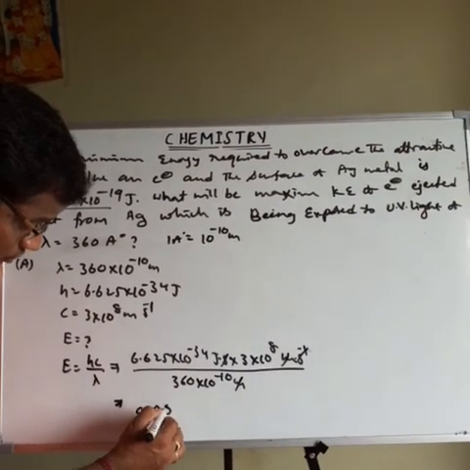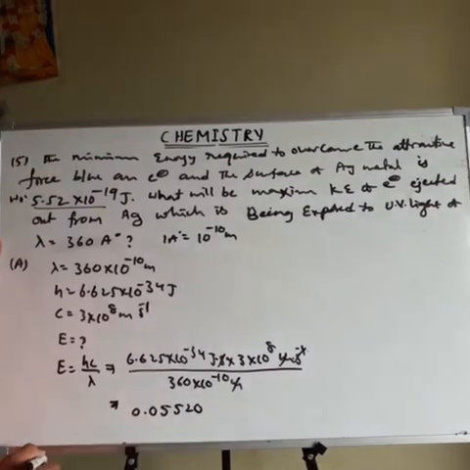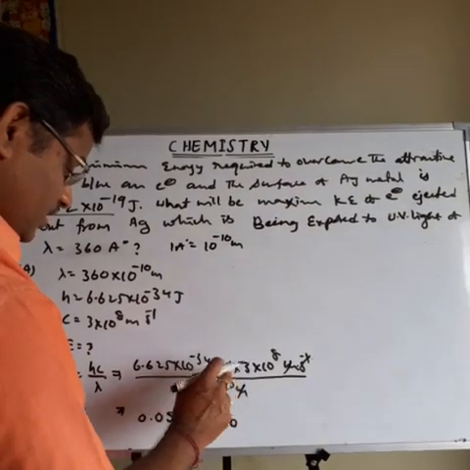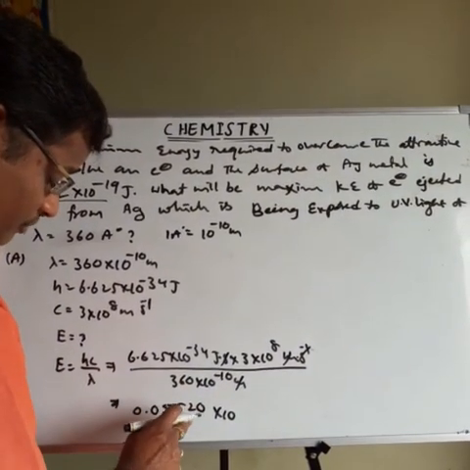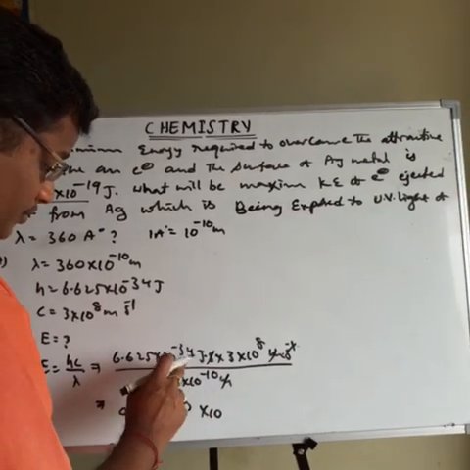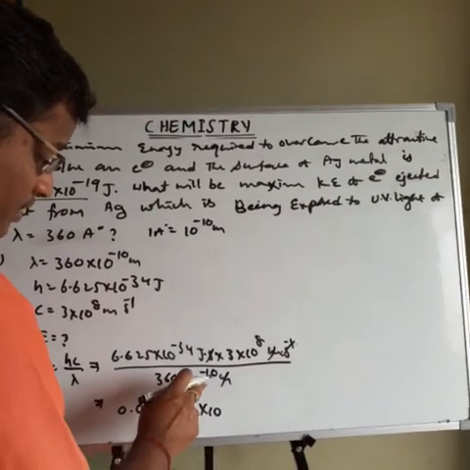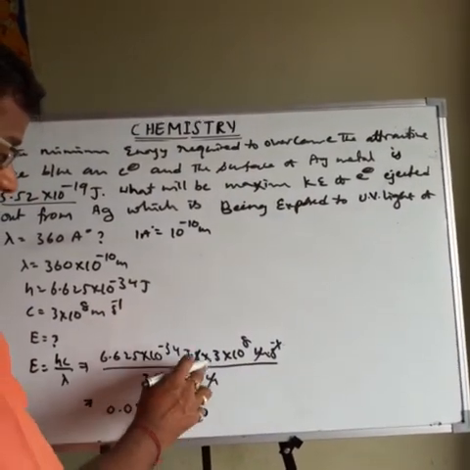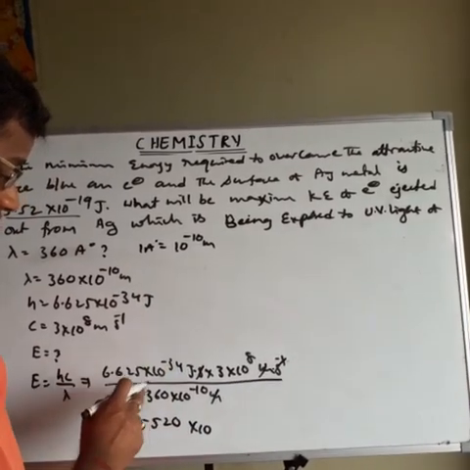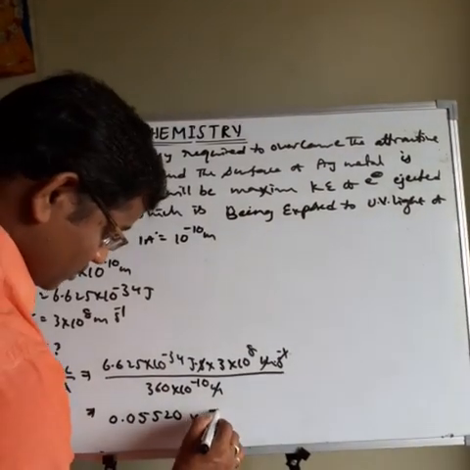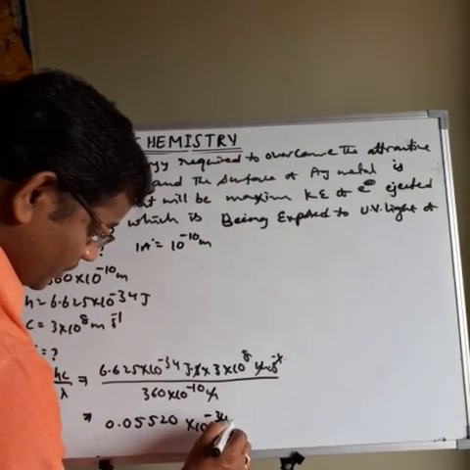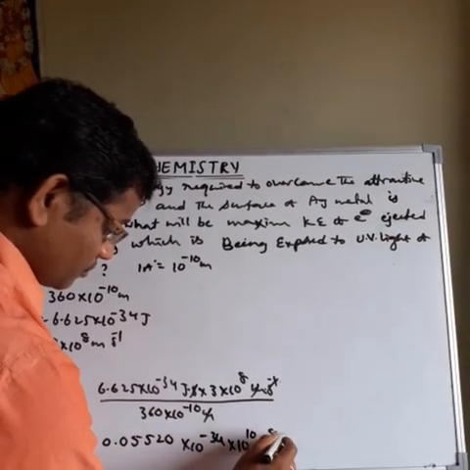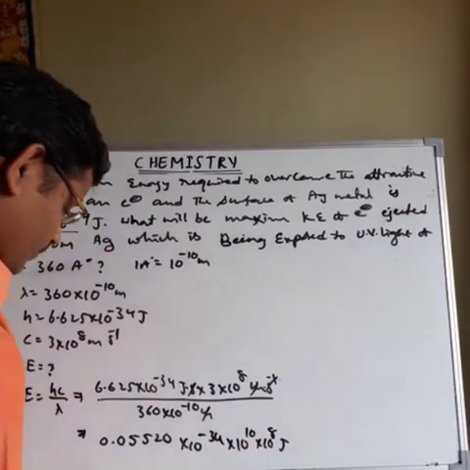Its value 0.05520 will come into 10 power, 6.65 into 3 divided by 360. Its total value 0.05520 again into 10 power minus 34. Here minus 10 becomes plus 10, plus 8, plus 18, and this one minus 34, into minus 10 becomes plus 10 into plus 8 joules will come.